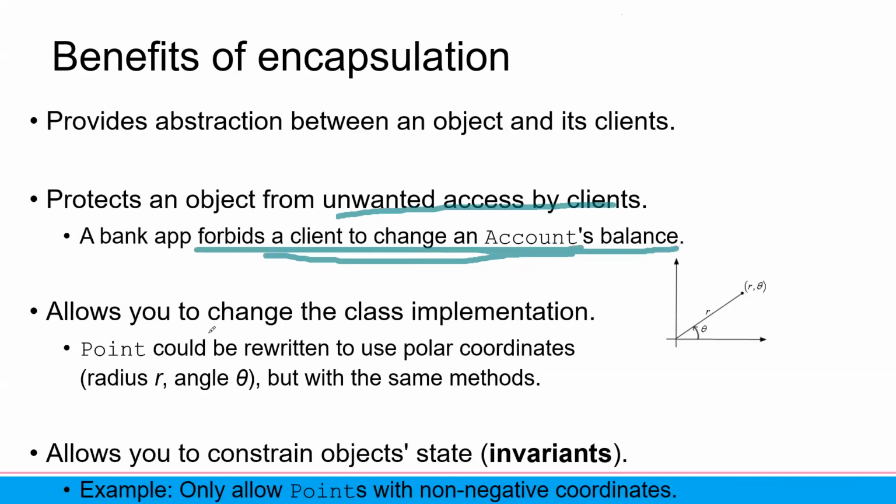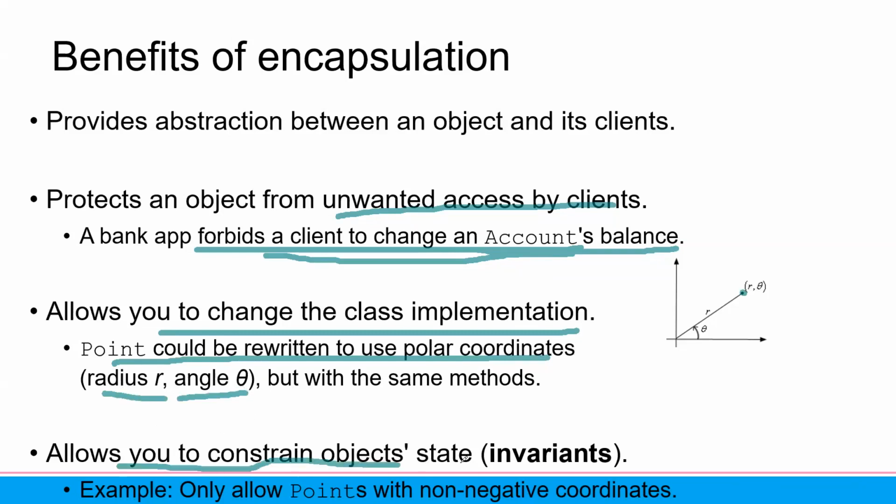It allows you to change the class implementation. For example, for a point, you may want to change the coordinates to polar coordinates. So maybe we have this x comma y, and I can change it into radius and angle. So you can make a new method.